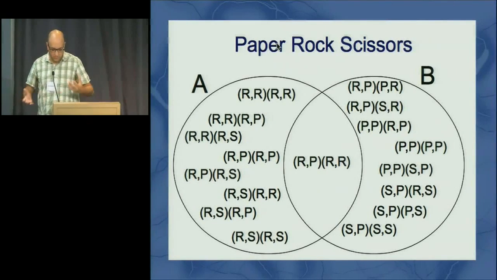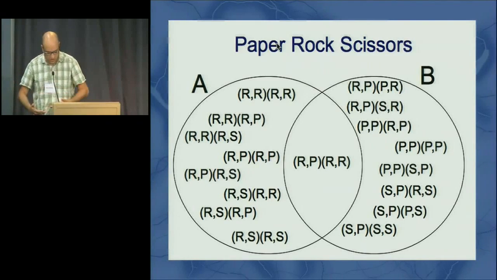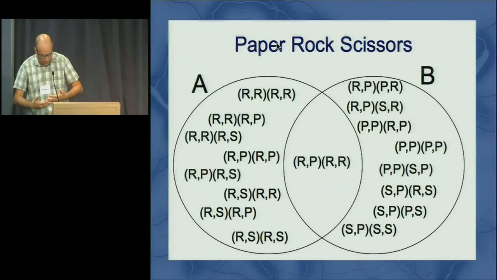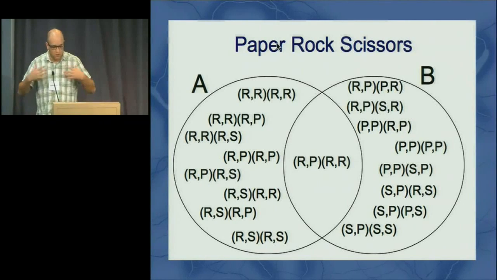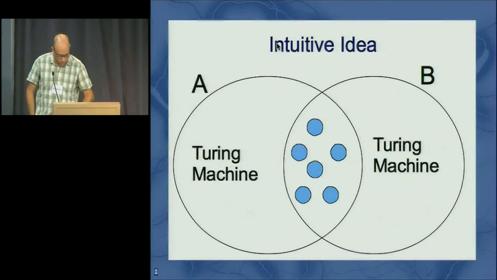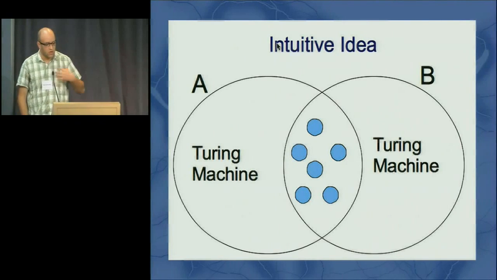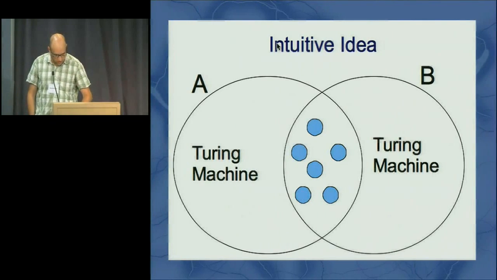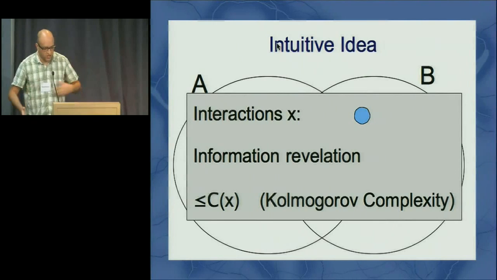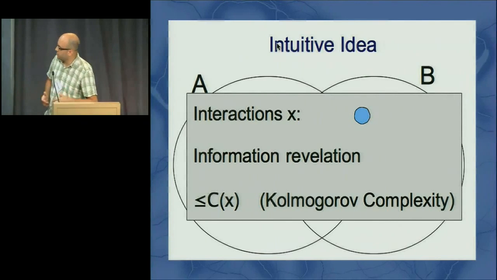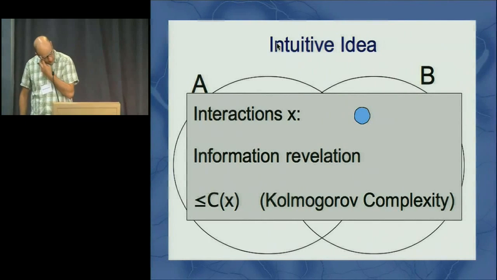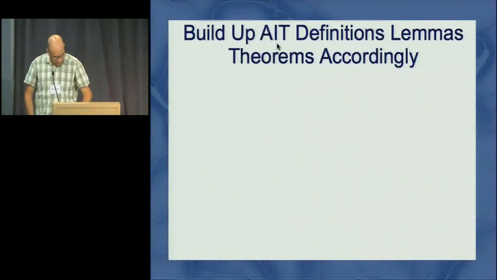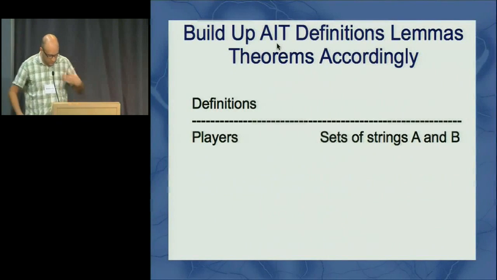So basically what I'm doing is I'm taking all interactions, and I have two sets of strings. The intersection of the two sets of strings are the interactions, and you develop a lot of interesting properties of it. So A and B are Turing machines, and they have an interaction X, and the information revelation between them will be less than the Kolmogorov complexity. And this is Kolmogorov's variant, not Leonard's.